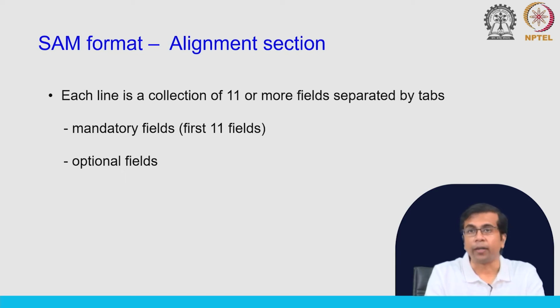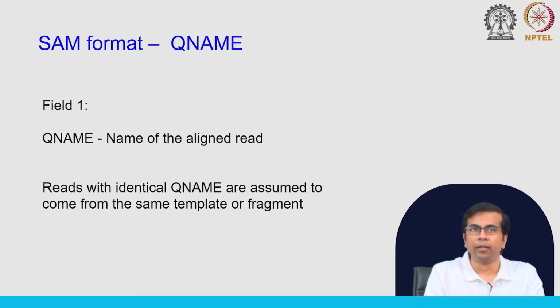Okay. So, let us move into the mandatory fields first, and then we can discuss the optional fields later. The field 1 in the mandatory fields is something called QNAME. This is denoted by all capitals, QNAME, and this mentions the name of the aligned read. This name comes from the FASTQ file. You have seen that we have some header and we have the name of the read, and that is copied in here. So, we can now tally between the FASTQ file and see which read mapped where.